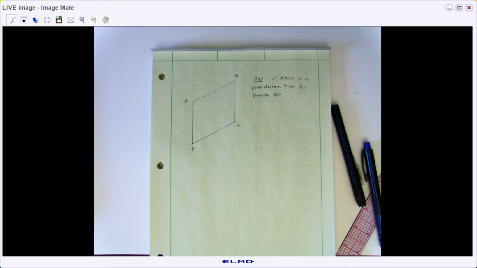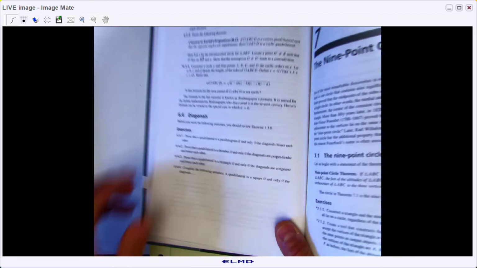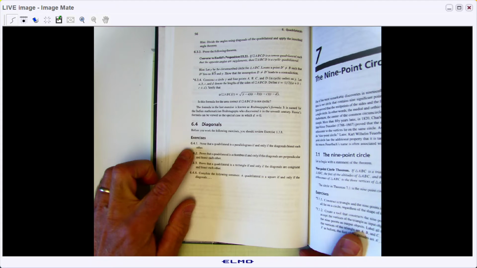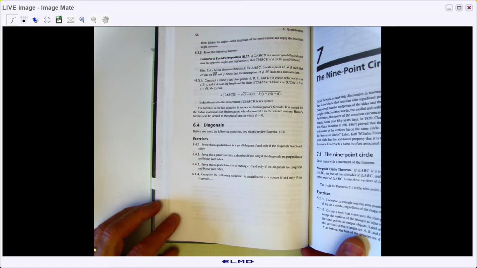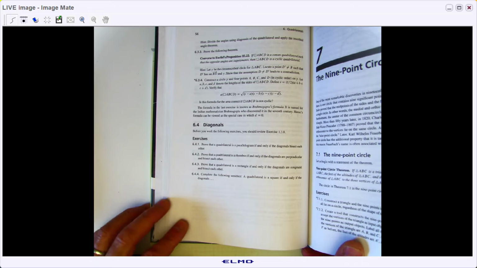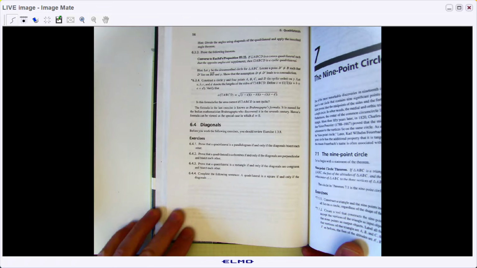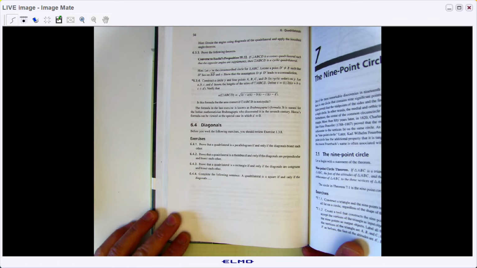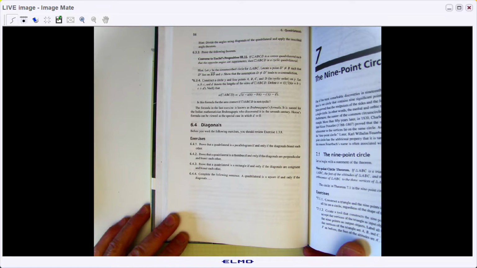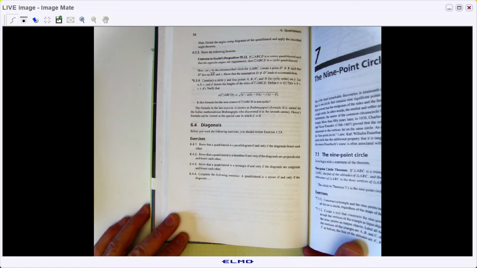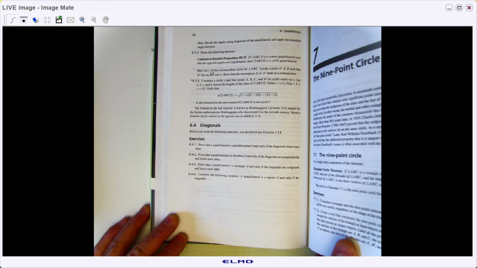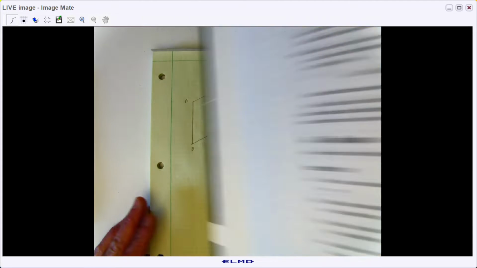This is in particular problem 6.4.1. Prove that a quadrilateral is a parallelogram if and only if the diagonals bisect each other. So a couple things. We're dealing with parallelograms, and it's an if and only if, so it's a biconditional. We're going to have to prove it in both directions. What we're really curious about is, is diagonal bisection logically equivalent to being a parallelogram? That's what we're proving here. So I'll go ahead and get started proving it in the forward direction.